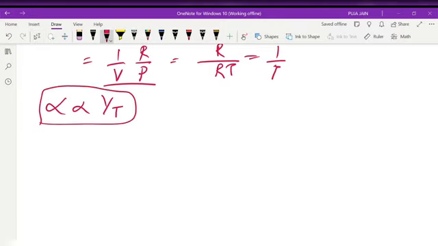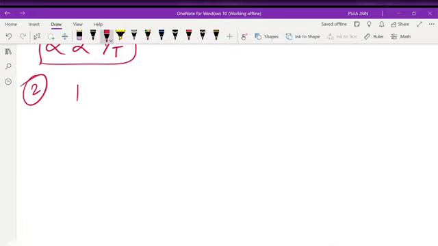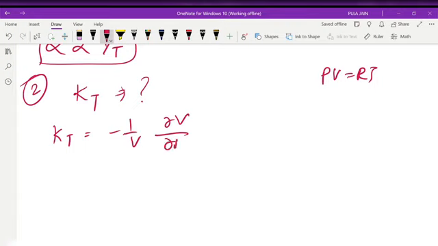Now the next question we will deal with isothermal compressibility, that is KT. Same question, ideal gas equation is given, PV equals RT, you need to find the value of KT. Again we know KT is minus 1 by V del V del P at constant T.